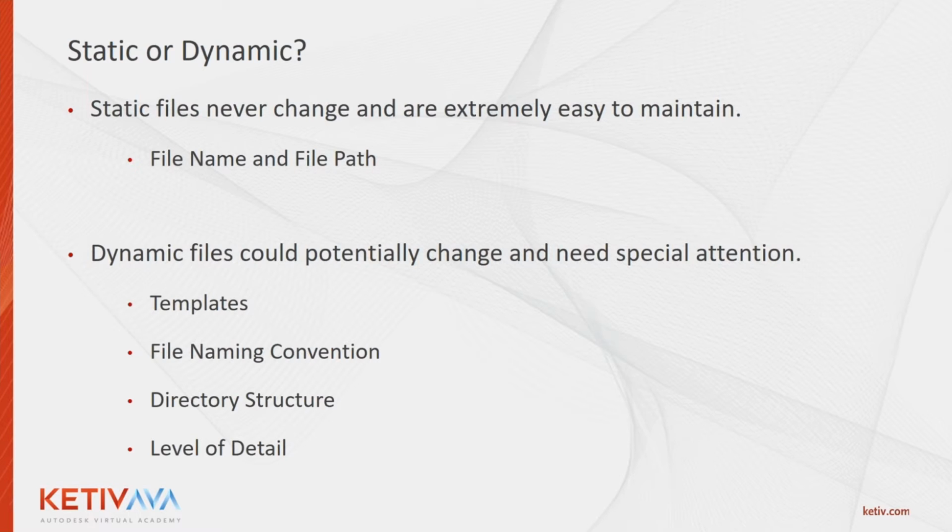You're not manipulating those files. They're static. Okay, so this is by and large the easiest way of working with design automation. You develop the models, you put them out there, and then we just consume them as necessary. Dynamic files obviously are more complex. They could potentially change. We have to give them special attention.